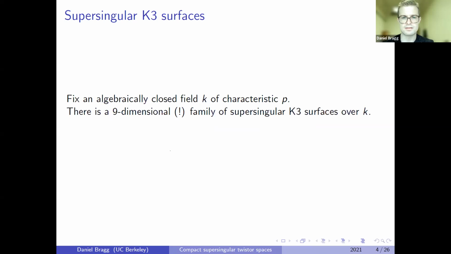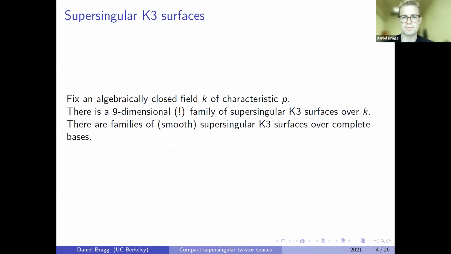And something that's also interesting is there are even families of supersingular K3 surfaces over complete bases, non-isotrivial families over proper schemes, proper varieties. In fact, there are universal families that are 9-dimensional and complete. The base is complete.